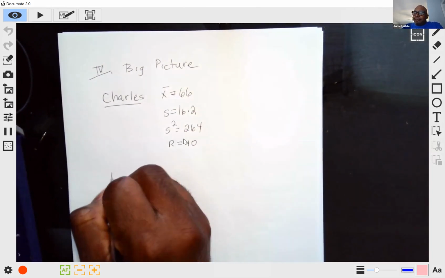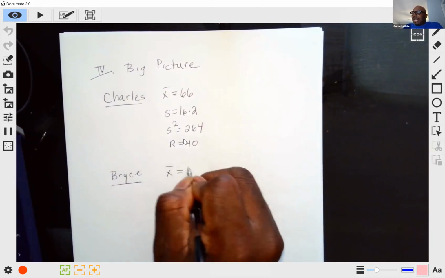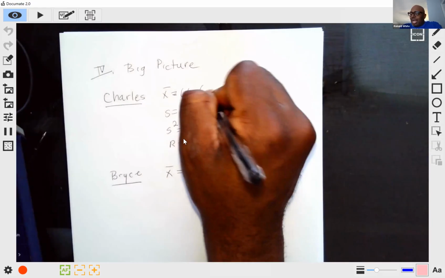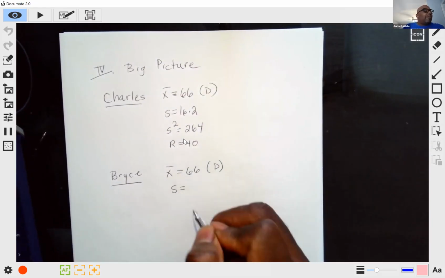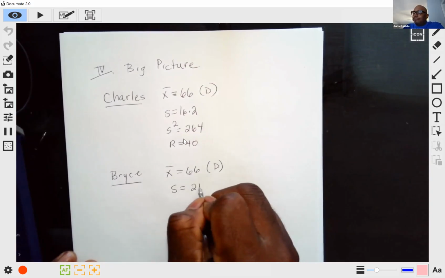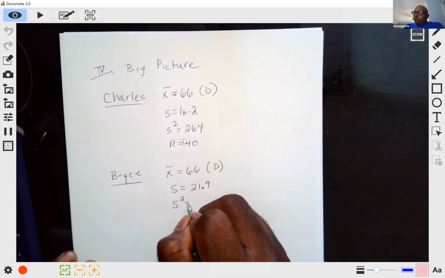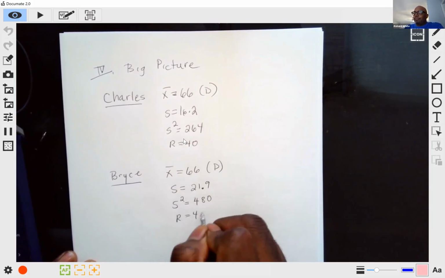Then Bryce: mean 66, that's his average grade, which means that's a D, right? But we're not going to give him a D. We calculated the standard deviation was 21.9. The variance was 480, and the range was again 40.